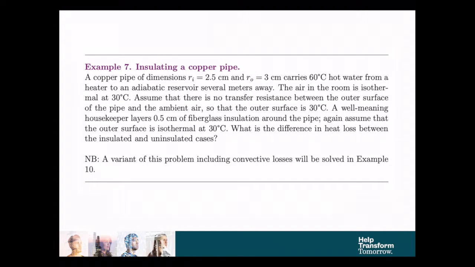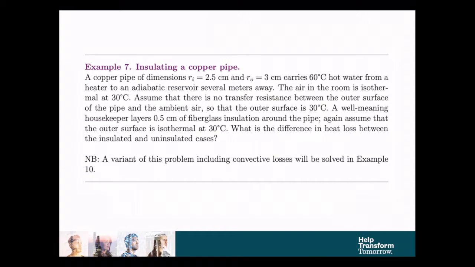Insulating a copper pipe. In this problem, we consider a cylindrical copper pipe that has heat transferring from the internal radius to the external radius, and we have isothermal conditions on either side of the thickness of the pipe. We're going to examine two scenarios, one in which the copper is bare, and a second case when the copper is coated in fiberglass to insulate it thermally. And the question asks, what's the heat loss difference between those two scenarios?